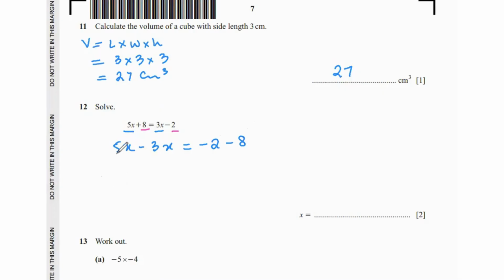When we move a term from one side to the other side, the sign of the term changes. If it's positive, it becomes negative. If it's being multiplied, it divides on the other side. Since it was plus 8, on the other side, it's minus 8. Since it was plus 3x over here, on the other side, it's minus 3x. So 5x minus 3x is 2x, and this is negative 10. x is negative 10 over 2, which is negative 5. That's your answer.